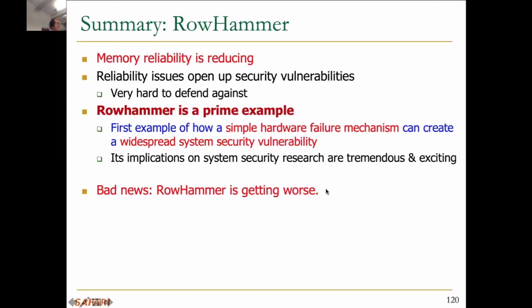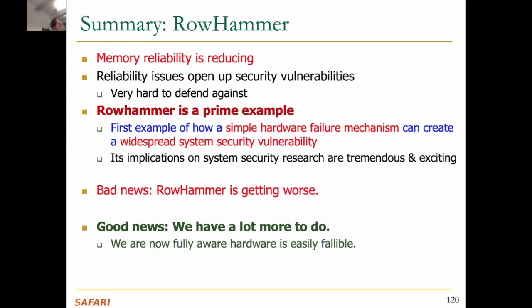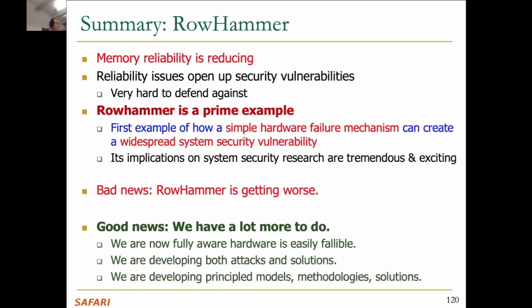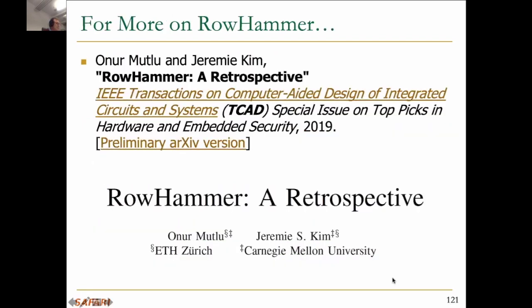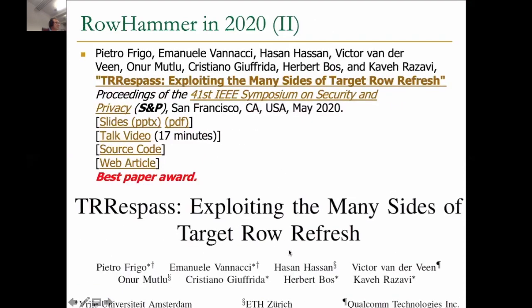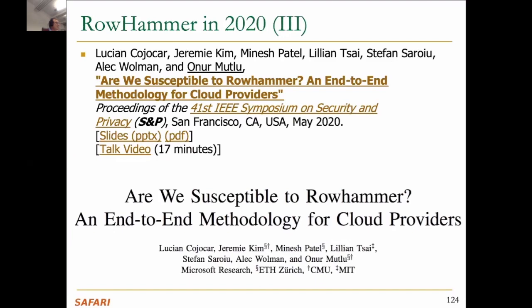It's still not fixed, even though there's advertisements saying that it's fixed. But the good news is we have a lot more to do as researchers. We're now fully aware hardware is fallible. We're developing both attacks and solutions, and we're developing hopefully principled models, methodologies, and solutions. So for more on RowHammer, this is the paper that I mentioned earlier, and these are the works that are not covered by paper because they were done in 2020.